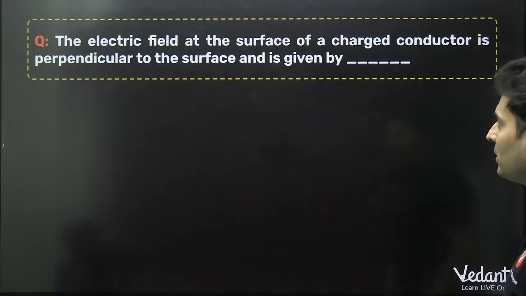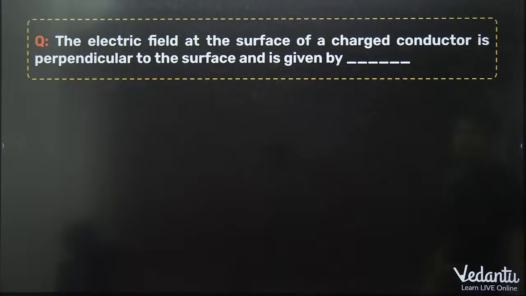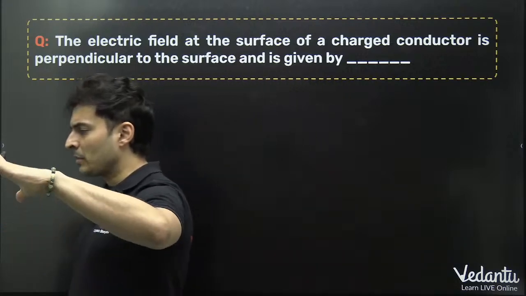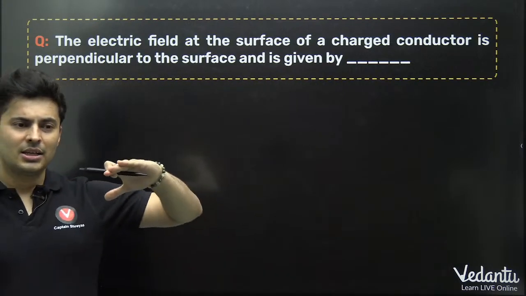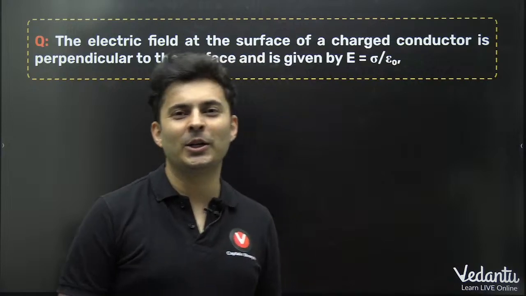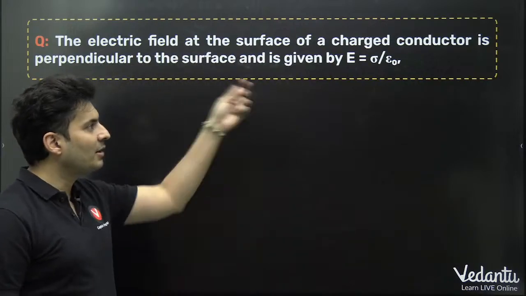You just directly transfer. Field at the surface of a charged conductor is perpendicular to the surface and is given by, if you take a conductor, inside there is no field, outside a conductor, the formula is sigma by epsilon. There is no 2 over there. Yes, sigma by epsilon.